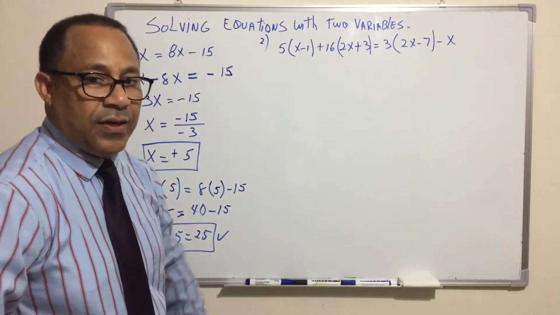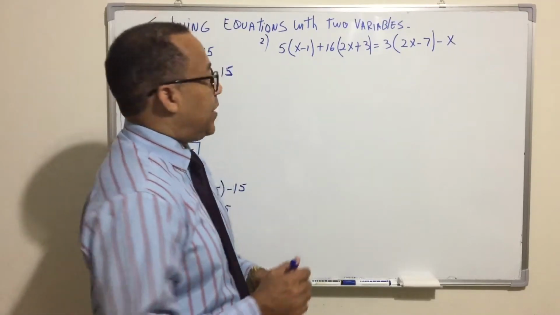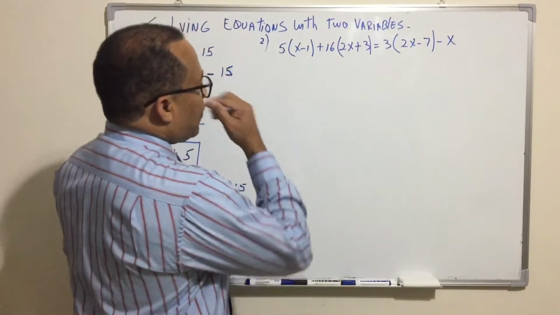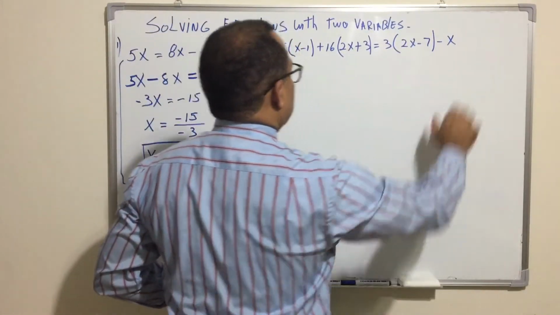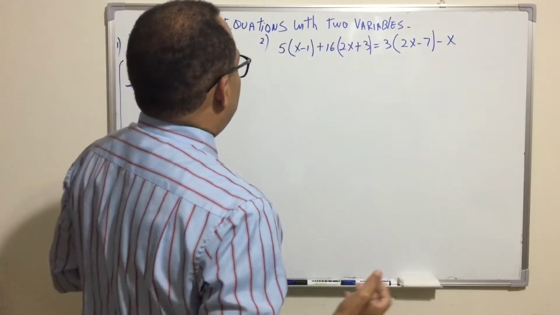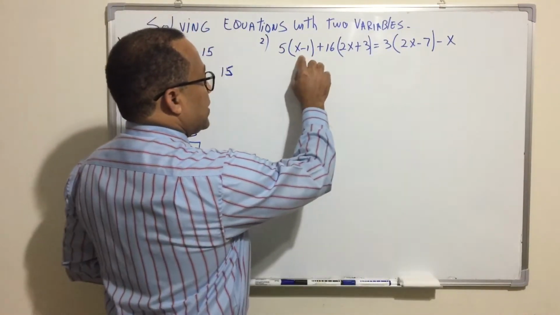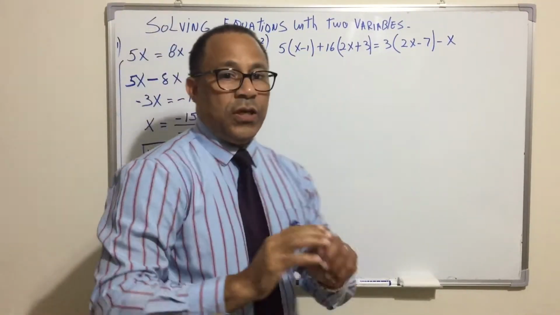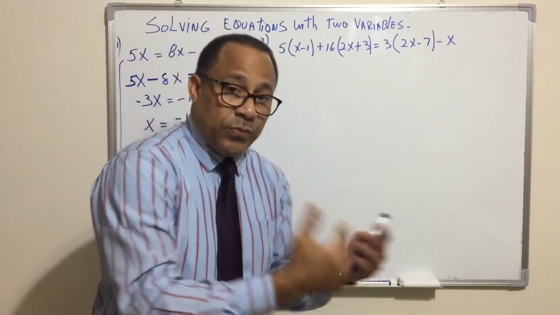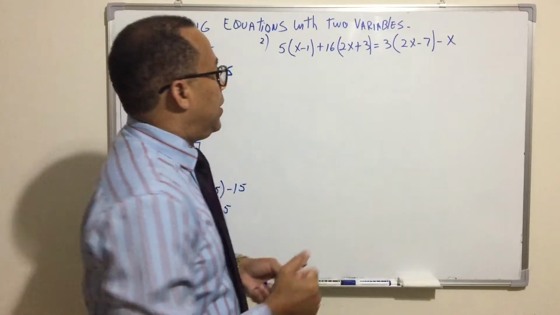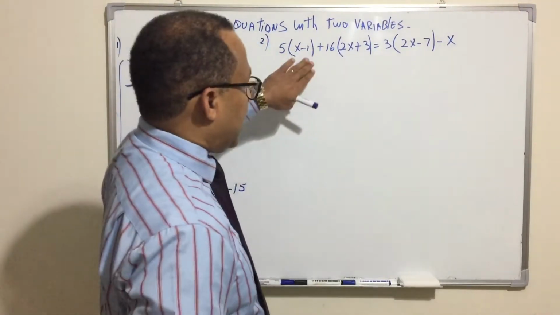Let's see our second equation, which is a little longer than this one. So let's see. We have variables on both sides. The x is there and the x is also on this side. So what do I do first? Notice that in the parentheses, x minus 1, there's nothing you can do about this because x minus 1, they are not like terms. They cannot be subtracted nor added. 2x plus 3, nothing can be done either. So just gotta leave it like that.